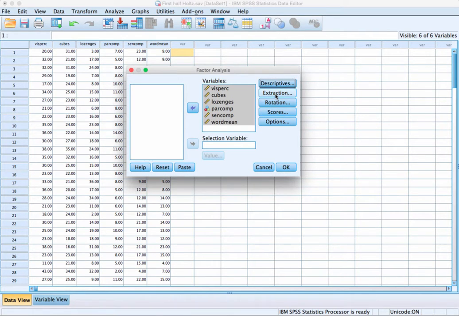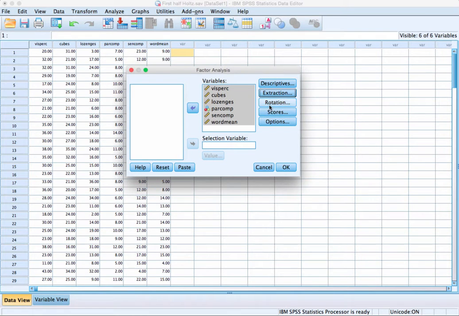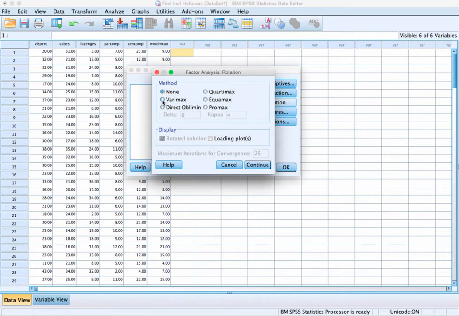And then continue. And then for the extraction, I'm going to use principal axis factoring because I want to be able to do a true exploratory factor analysis, not a principal component analysis. And then I'm going to click on Continue, and then I'm going to use a Varimax rotation because I don't want the factors to be related. I want them to be independent.